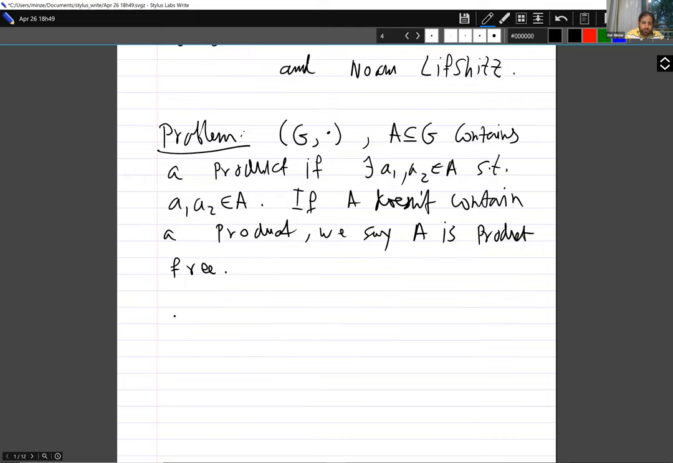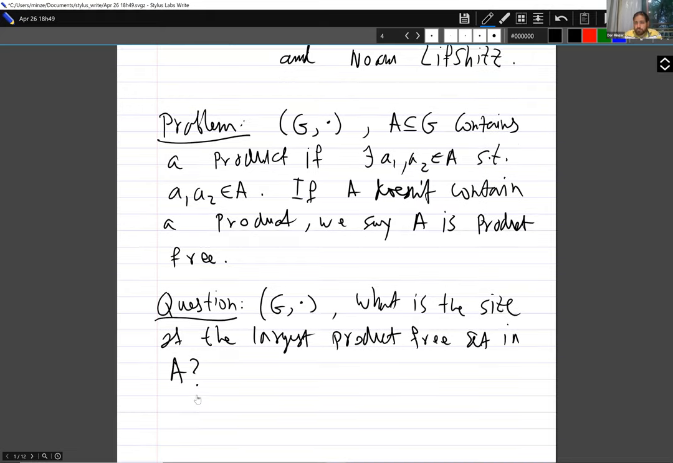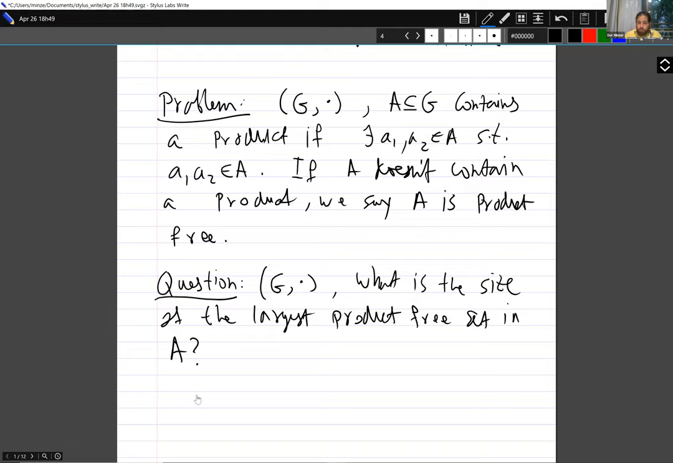Now, the main type of question that we are interested in is the following. I give you some group, and I ask you, what is the size of the largest product free set in G? Okay, so this is the type of extremal problem that we're interested in this work.